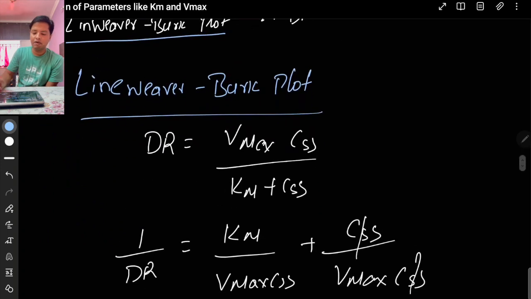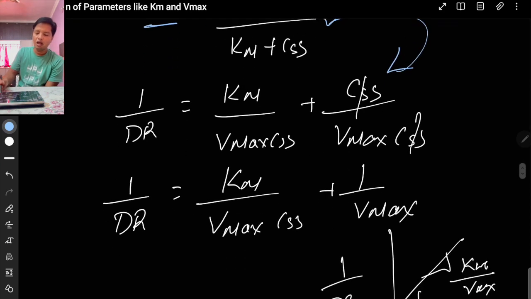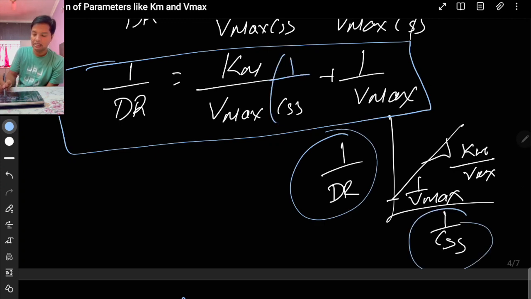The first method is the Lineweaver-Burk plot. I told you it is drawn by taking the inverse of this equation. This is the Michaelis-Menten equation modified for the dosing rate according to your steady state concentration. Invert this equation, and after cancelling the common terms, we will be left with this equation. Now draw the plot. Take 1 by dr on the y-axis and 1 by CSS on the x-axis. Again, the slope will be Km by Vmax, and the intercept is 1 by Vmax.